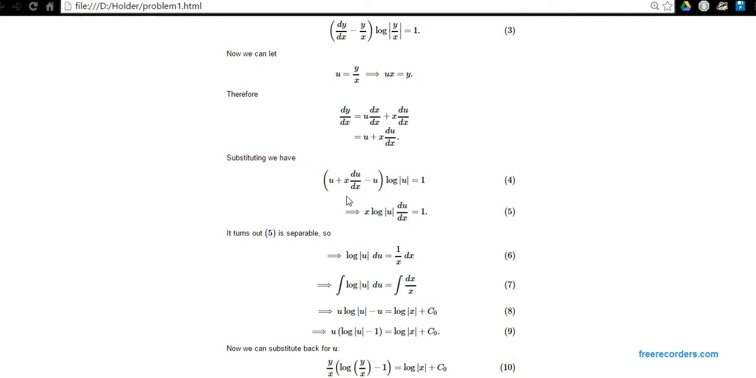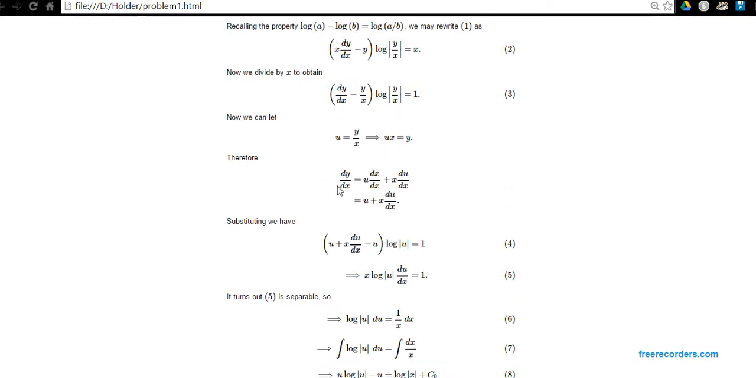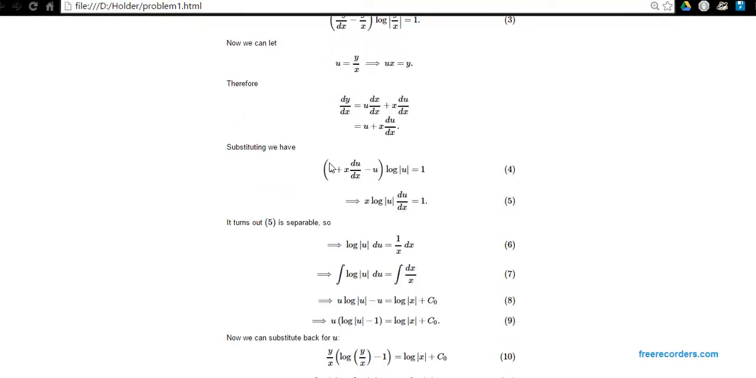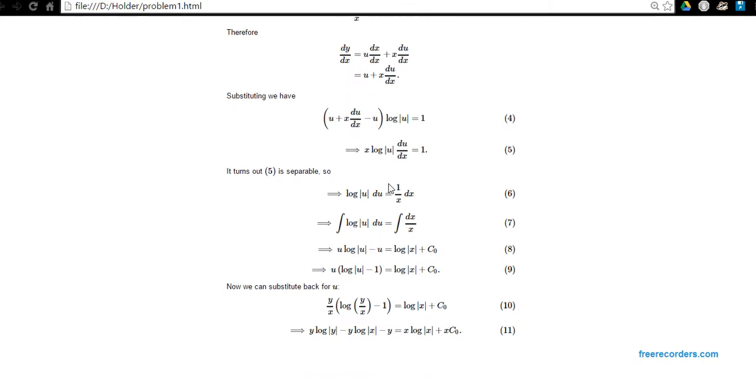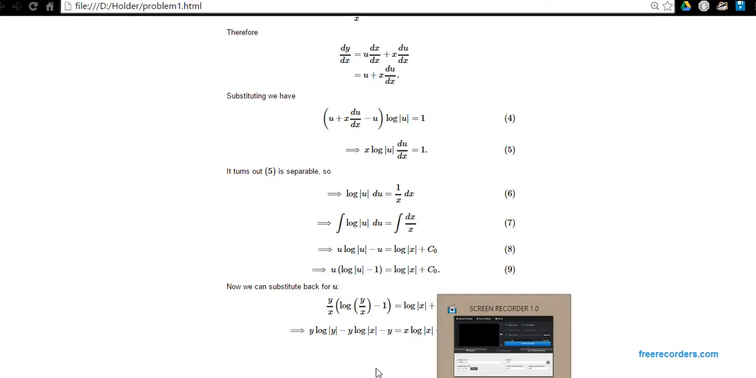Now we have u plus x du/dx minus u times log of u equals 1, and the u's cancel. So we substituted all of this for dy/dx in this equation, and the y over x just became a u, and the y over x just became a u, so the two u's cancel, and we're just left with x log u du/dx equals 1. And this equation is separable, so we're just integrating a logarithm, and we're integrating 1 over x, which turns out to be a logarithm. This integral on the left should be solvable by integration by parts.